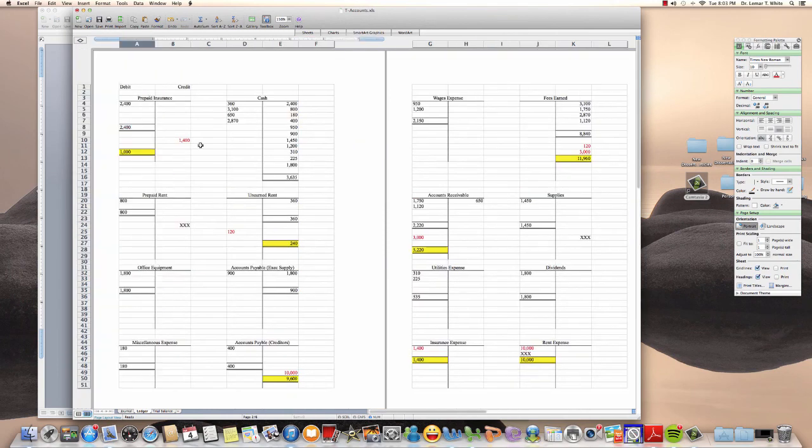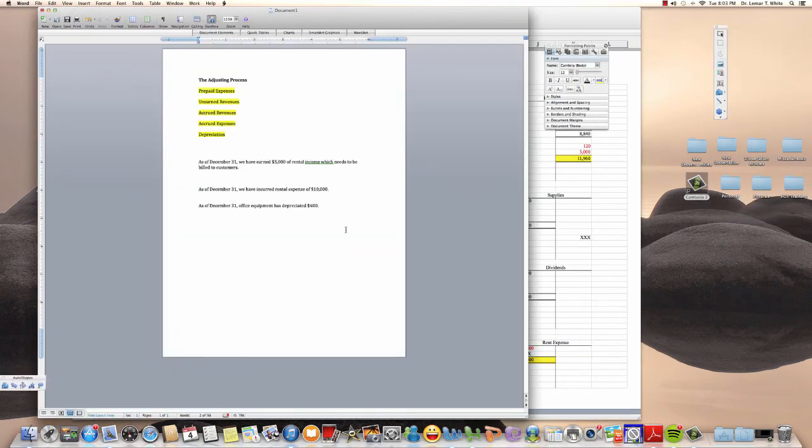Okay? Now supplies can get a little bit tricky because the question can give it to you a couple of ways. They can say supplies on hand as of December 31st are $100. Now this is the tricky part. It can tell you that, or it can say we used supplies in the amount of $1,000 as of December 31st. Now these require different thought processes.